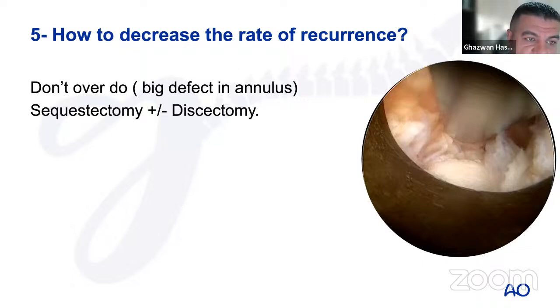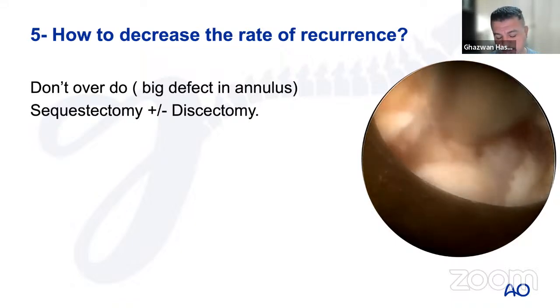But I learned that I don't want to overdo it, because in the beginning I started to do lots of work in the laminar, in the discectomy side, creating a large hole, which I think is one of the recipes to make the disc recur. And another point, in some cases I started to do sequestrectomy only without jeopardizing the nucleus and creating a large hole in the disc space, in order to decrease the recurrence rate.